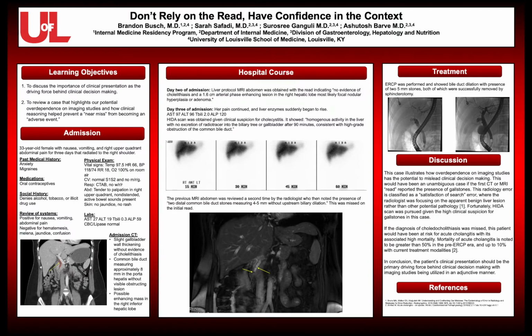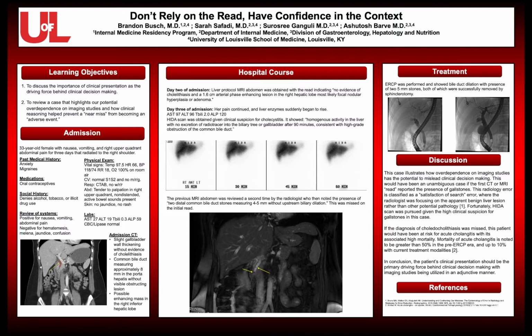ERCP was performed and showed bile duct dilation with the presence of 2 5 millimeter stones, both of which were successfully removed by sphincterotomy. You can see in the cholangiogram in the top right images. Liver enzymes were improved the next day, and the patient was discharged home with a plan for elective cholecystectomy.